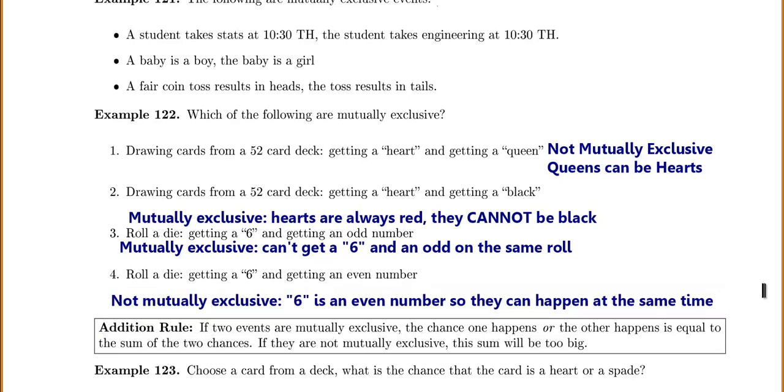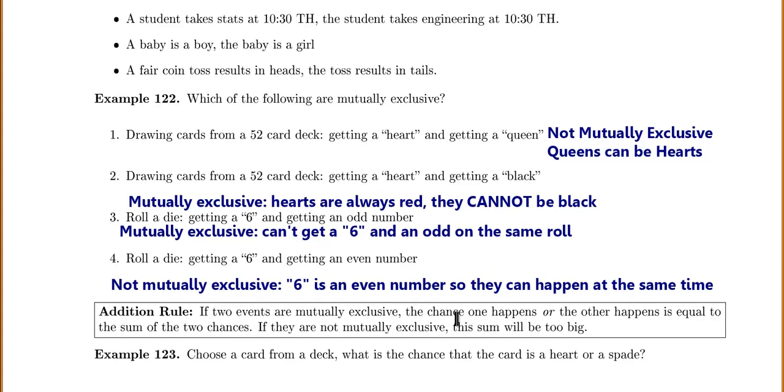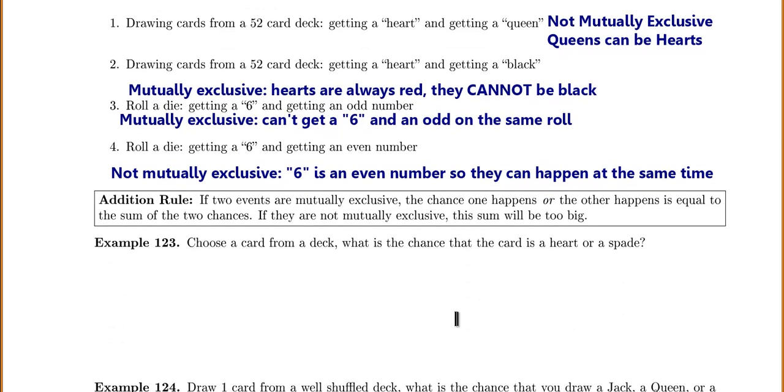Now that we've learned about mutually exclusive, we have what's called the addition rule. If two events are mutually exclusive, meaning that they cannot happen at the same time, then the chance that one happens or the other happens is equal to the sum of the two chances. But if they're not mutually exclusive, the sum is going to be too big. Okay, so we can only do this rule if we know that they're mutually exclusive, so they can't happen at the same time.